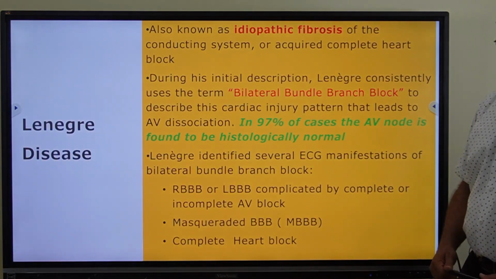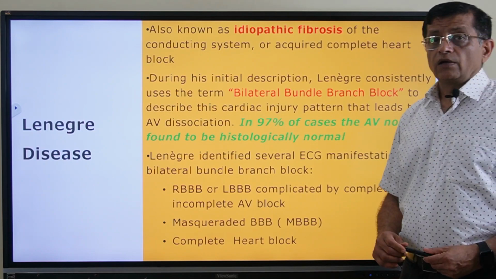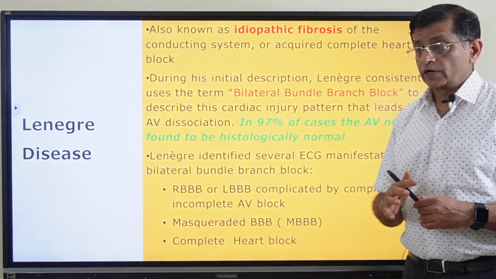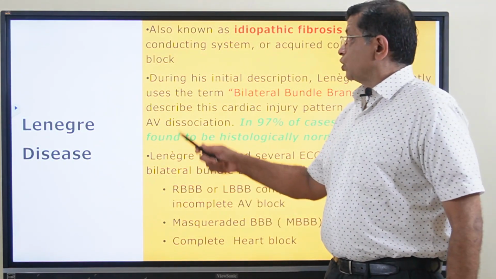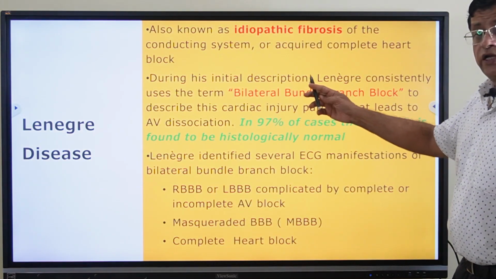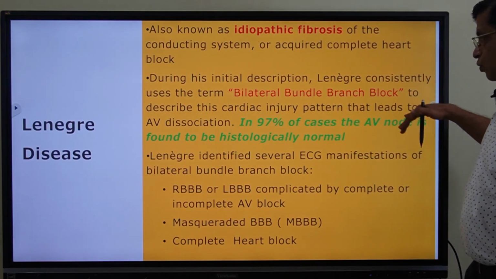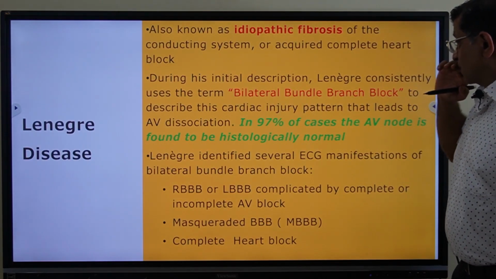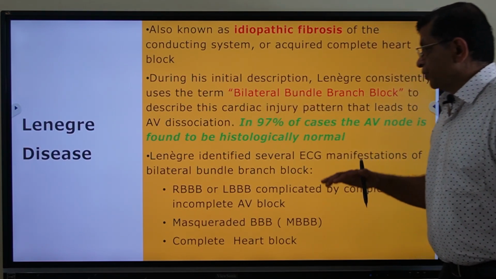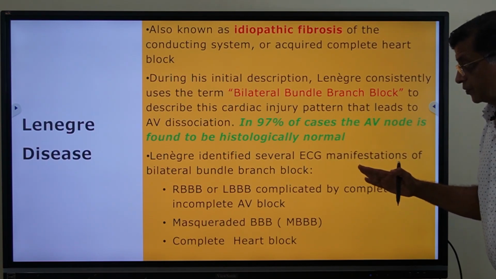There are two diseases, Lenègre and Lev disease, which cause sclerosis or fibrosis of the conducting system. Lenègre disease is also called idiopathic fibrosis of the conducting system. During his initial description, Lenègre consistently used the term bilateral bundle branch block to describe the cardiac injury pattern that leads to AV dissociation. In 97% of these cases, histologically the AV node is normal, right?